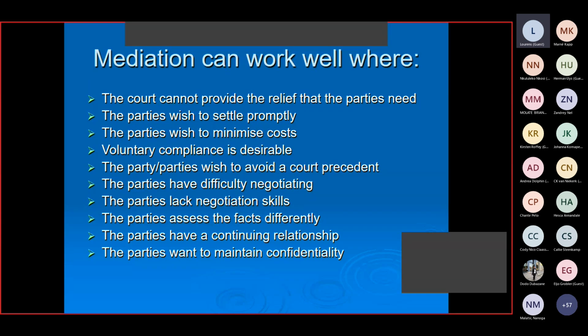That's similar to what you'll find with all the other ADR systems as well. The parties have difficulty negotiating. So you've got people for whom it's something they could normally negotiate, they just don't have the skills.